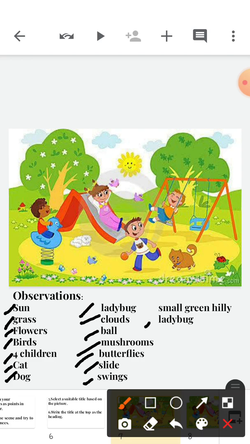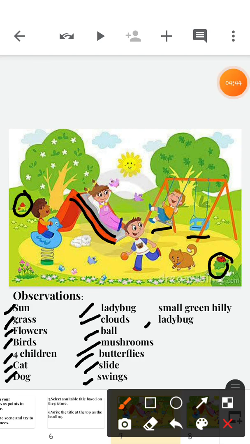Ladybug. Okay. Now children, what is a ladybug? Can you see here a small red color insect? That is a ladybug. What are mushrooms? See here you can see a mushroom growing. So that is called a mushroom. These are the two swings. And this is a slide.